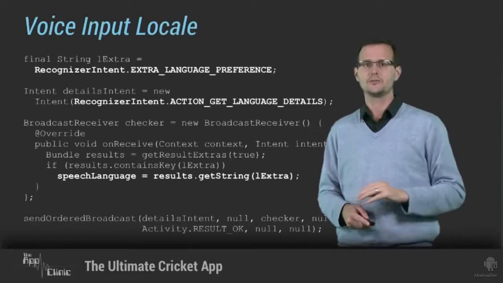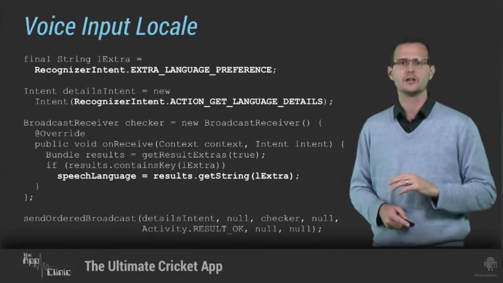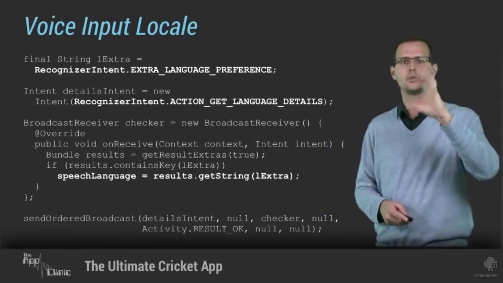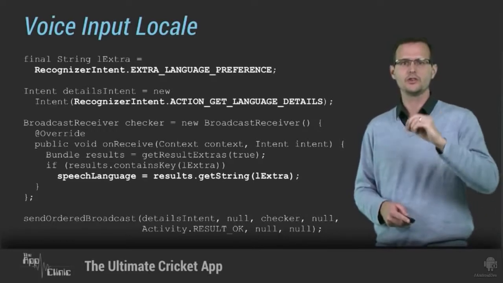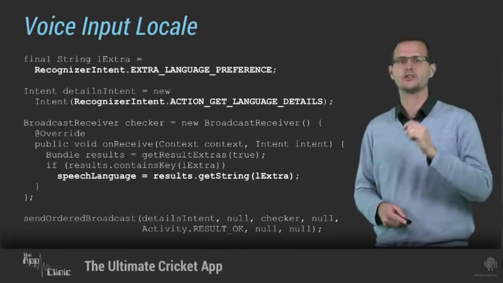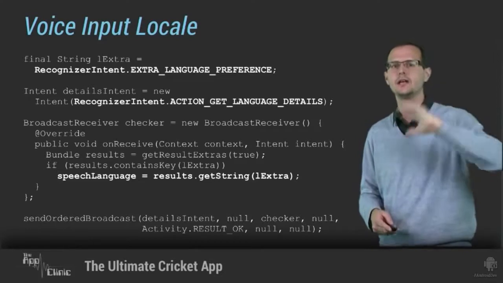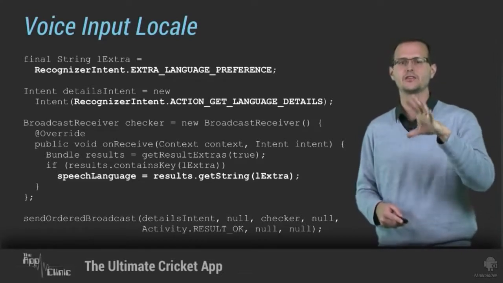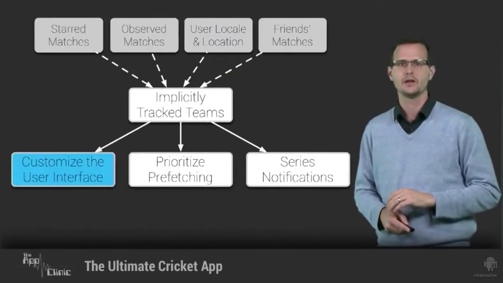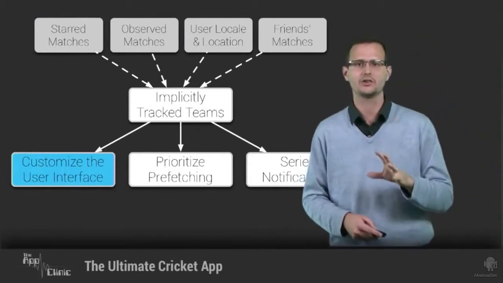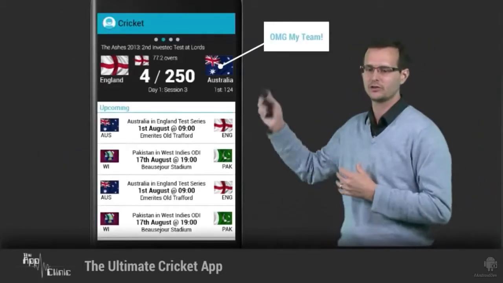Now, it turns out that the Android voice recognition lets you select your accent as well as your language. So using this code, you can see which language variation has been selected. Boom! Now you can use my accent as a way to guess which country I support. And suddenly you've got the opportunity to customize the UI for me and put the Aussie matches right at the top of the list.